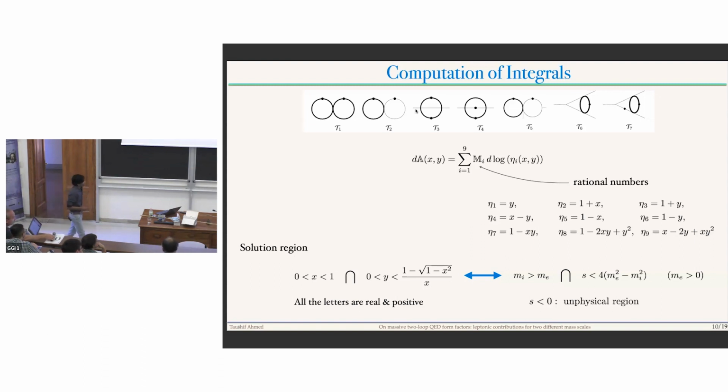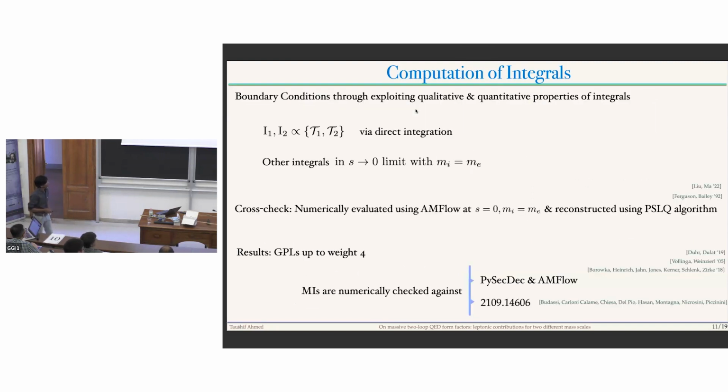But one can analytically continue it to the physical region by putting S goes to S plus I epsilon, and in a paper by Thomas German and collaborators, they have explained how one can do this analytic continuation. It was also not very difficult to fix the boundary condition, because, for example, the first 2 integrals you can explicitly integrate and fix the boundary condition.